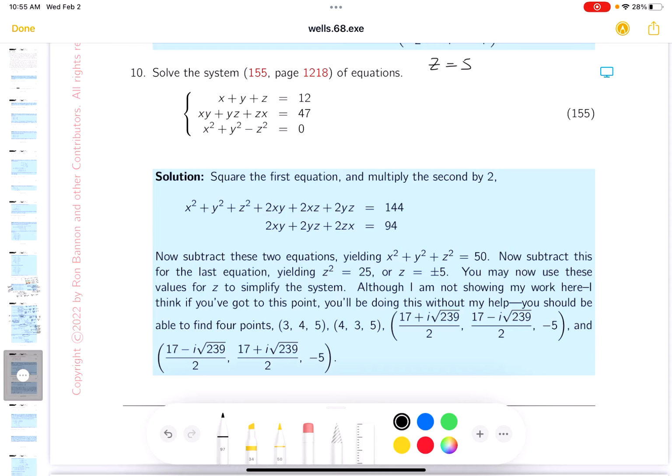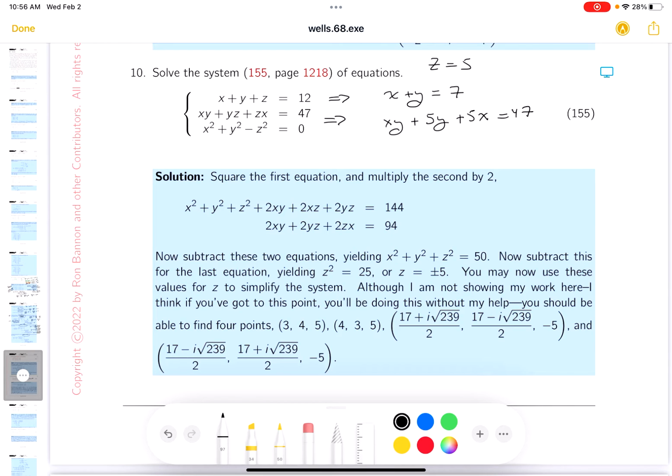And what would the first line become? It would become x plus y. Well, I know z is 5, by the way, but I'm just going to subtract 5 from both sides, and I get 7. I'm going to take the second equation down. Again, I'm using z as 5, right? So what do you get? xy plus 5y, again, z is 5, right? Plus 5x is equal to 47.